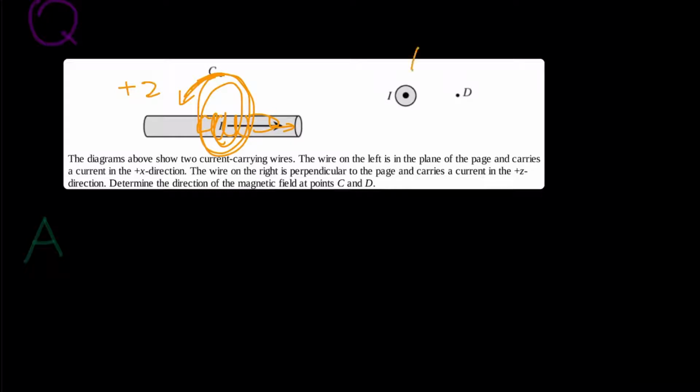Here we see the cross-sectional area of a wire and the current is coming at us, so out of the page. If you point your thumb up, you will see that your fingers will be curling around in this way. So at point D, the magnetic field is going in the negative x direction.